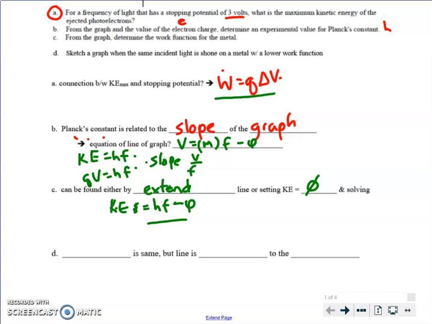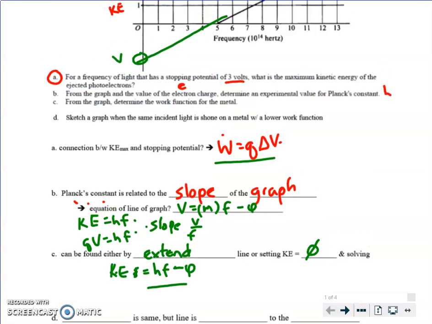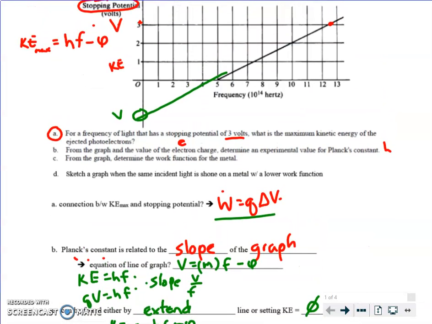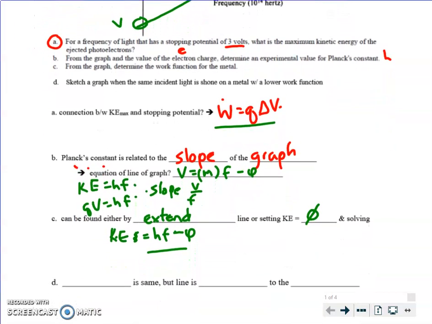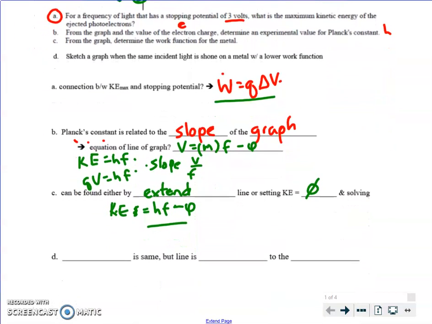The last one is: sketch a graph if the same incident light is shone on a metal with a lower work function. So we have a different metal. What happens to that graph when we have a lower work function? Well, there are two things that can change about a graph: you can change the slope, or you can change the y-intercept. We already know slope is associated with Planck's constant, and Planck's constant isn't changing, and we already said that work function is associated with the y-intercept.